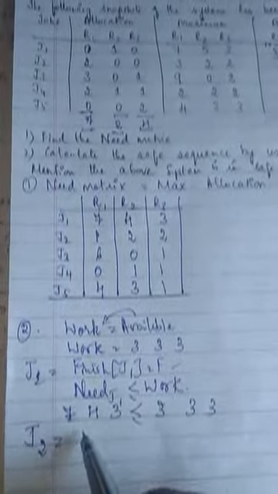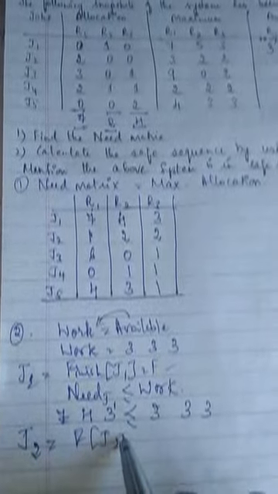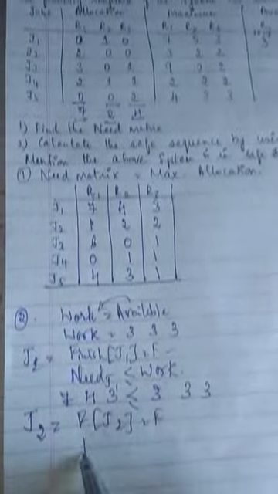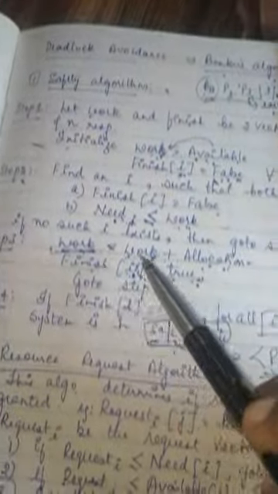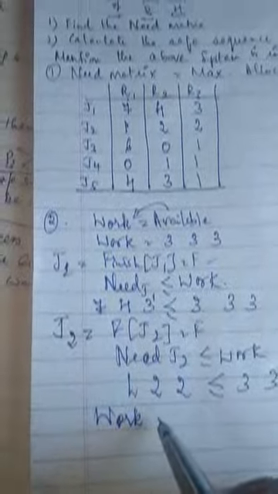So in that case go to the next job, that is J2. First make finish of J2 as false. After that you check whether need of J2 is less than work. Need of J2 in the need matrix is 1 2 2, and it is less than 3 3 3. Yes, it is true. When it is true, in the next step you do work equals work plus allocation, so you are going to update the value of work.